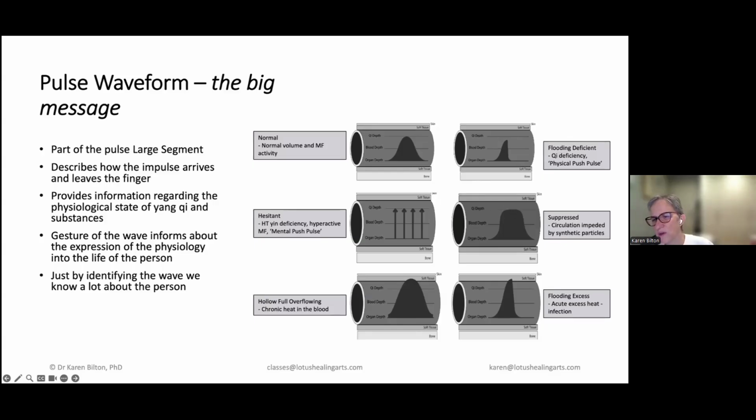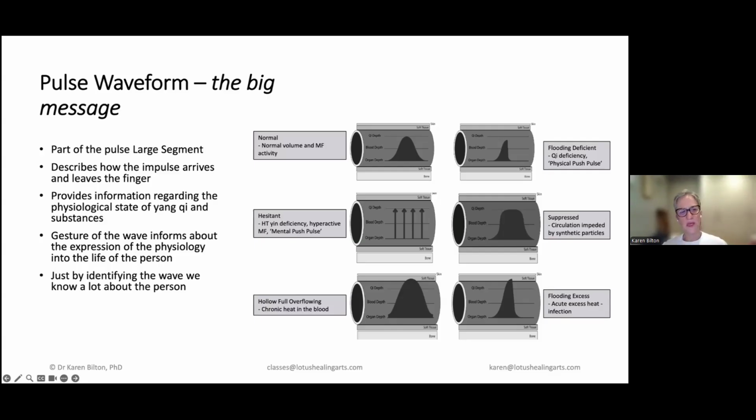The suppressed waveform, it's beyond the scope of this lecture to go into it too much, but this is our sign of somebody who's on all the heart medications where circulation is impeded by synthetic particles. There's hardly any pounding at the top, what we call reduced pounding, and it's got a flattened apex. And then when you make your way down through the wave to the organ depth, there's all this robust pounding that feels out of character compared with what there was at the top of the pulse.